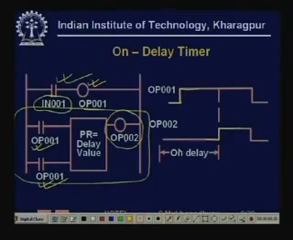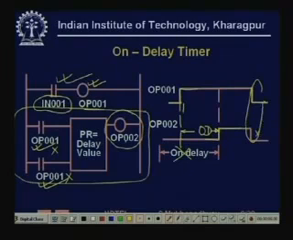So you have created a delay. What is the on delay now? The on delay is this much. On the other hand, the moment this becomes off, immediately these two become off, and immediately the OP002 also becomes off. So there is no delay in getting off, while there is some delay in getting on. That's why it's called an on delay timer.